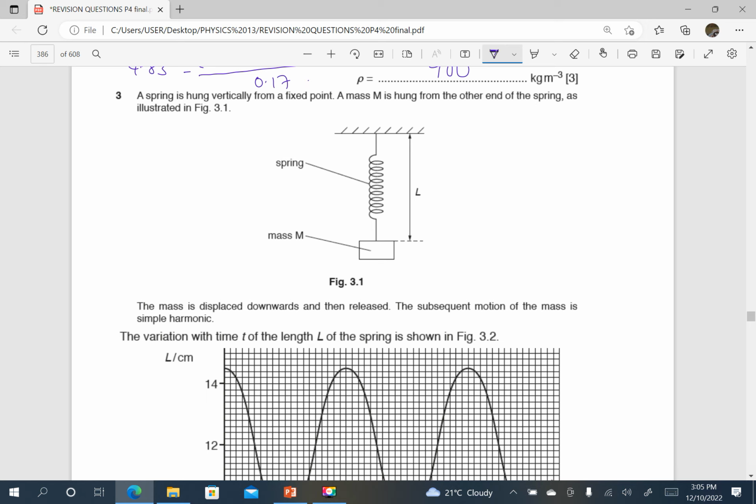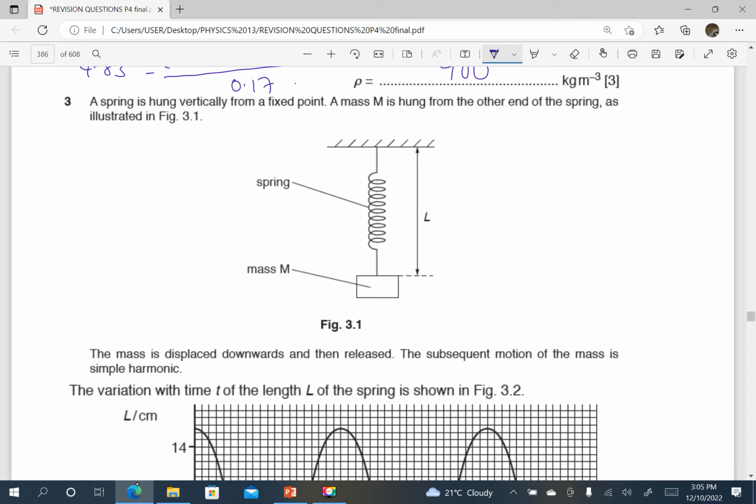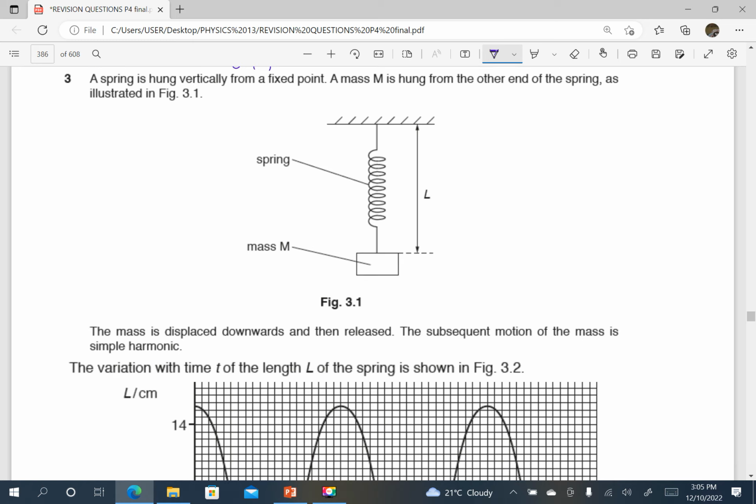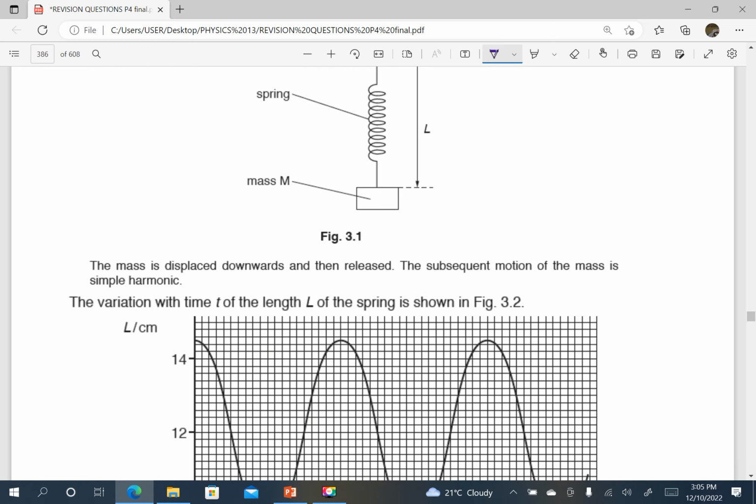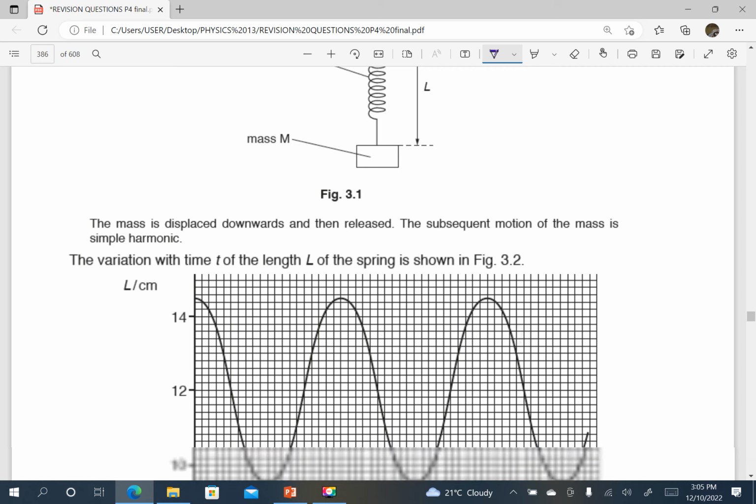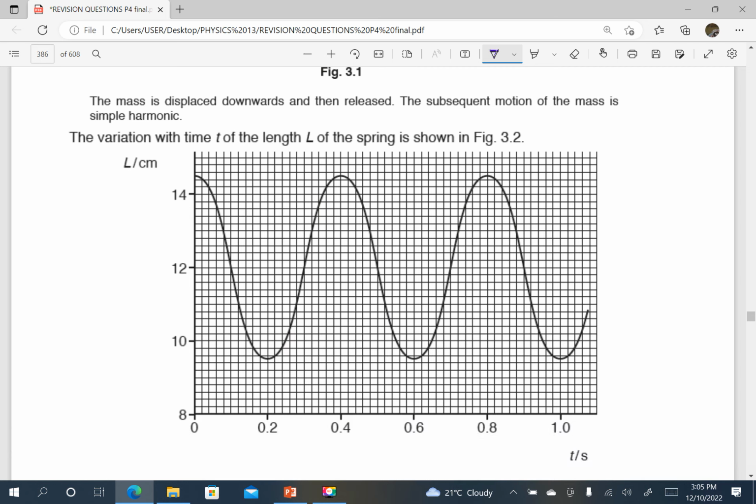A spring is hung vertically from a fixed point. A mass M is hung from the other end of the spring as illustrated here. So we have already seen a similar question. The mass is displaced downwards and then released. The subsequent motion of the mass is simple harmonic.